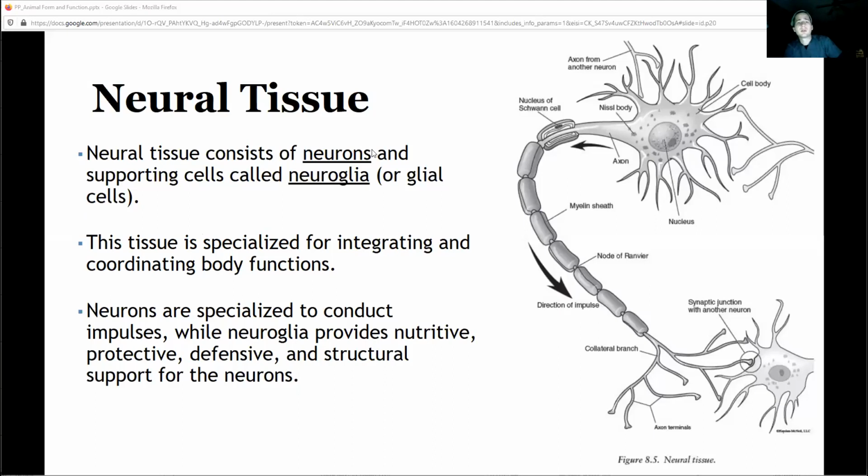So, neural tissue consists of neurons, the cells, and supporting cells called neuroglia or glial cells. This tissue is specialized for integrating and coordinating body functions. Neurons are specialized to conduct impulses, while neuroglia provide nutritive, protective, defensive, and structural support for the neurons. So here's our nice little line drawing of this one. So our cell body over here, and then a nice long axon covered with myelin sheath.